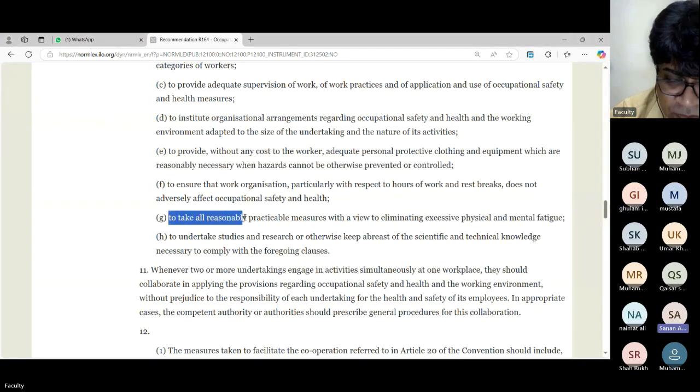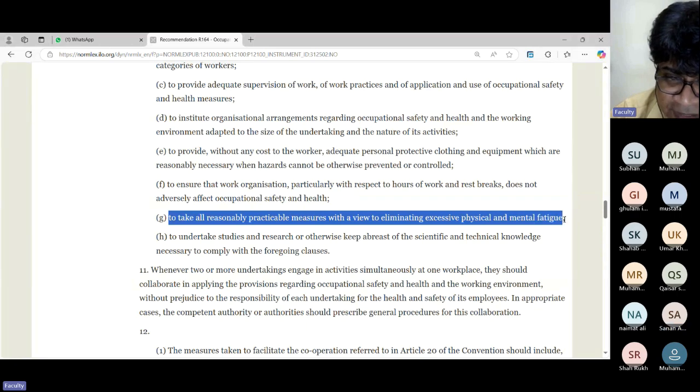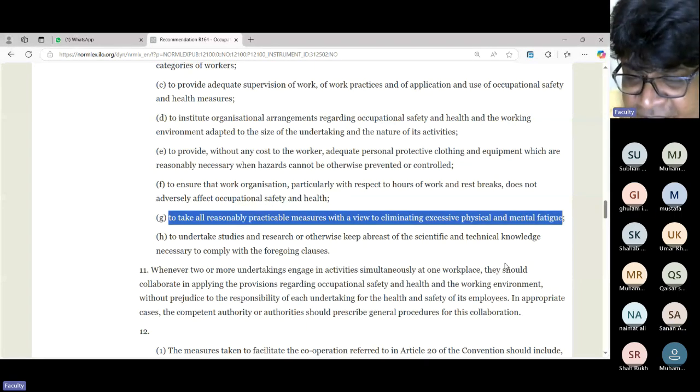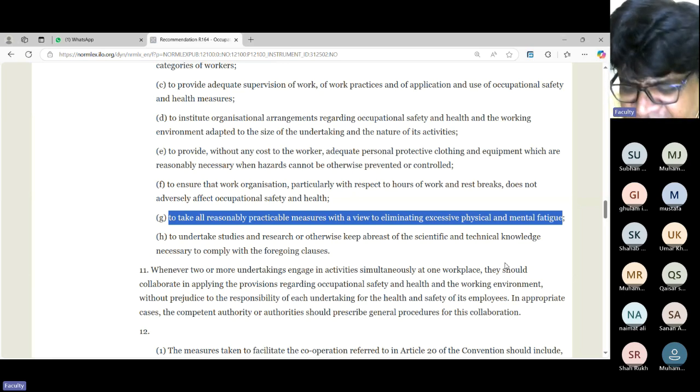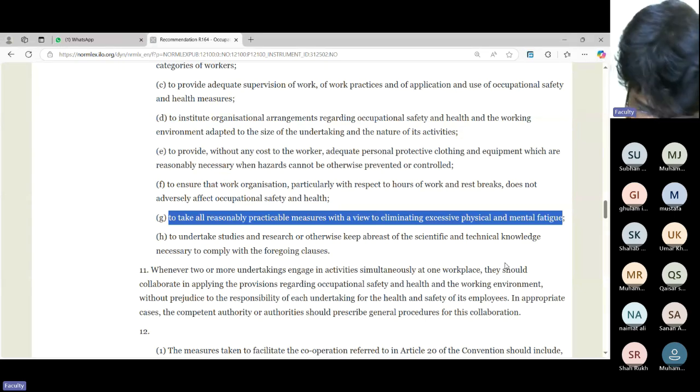If you study G: to take all reasonably practicable measures with a view to eliminate excess physical and mental fatigue. So what is meant by fatigue? It is something that makes people get tired. Mental tiredness and physical tiredness. Even though you sit and work, suppose if I start speaking for more than 4 hours, what will happen? I may be physically fit, but mentally I'll become tired, and you cannot listen or I cannot speak.